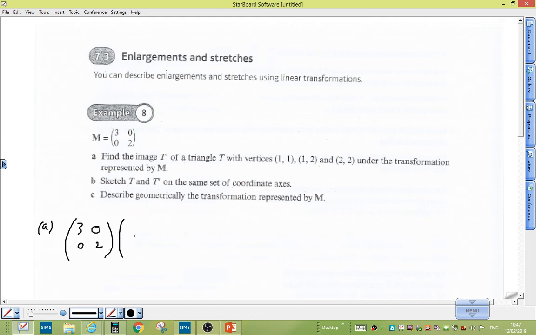And the vertices of the original shape were 1, 1, 1, 2, 2, 2. So our new positions will be 3. That times that is 3. That times that is 3, and that is 6 because it's all trebled. However, the y's are doubled. 2, 4, and that times that, you can see it's 4. So it is as you would expect. Sketch them on a graph. 2 minutes. I can't be bothered. We're going to stop there. We'll go over those notes next lesson.